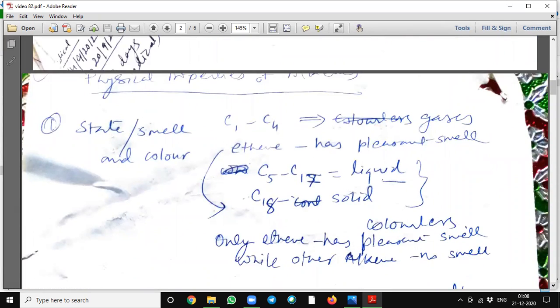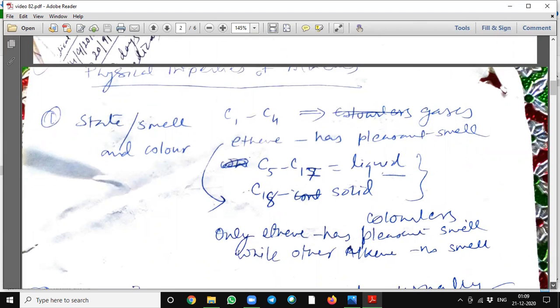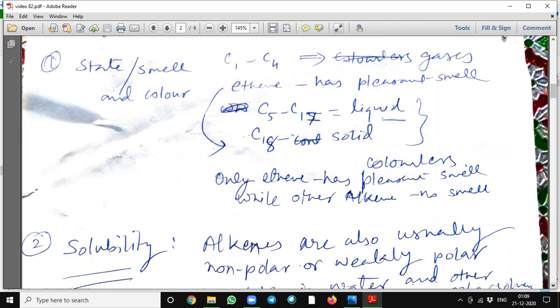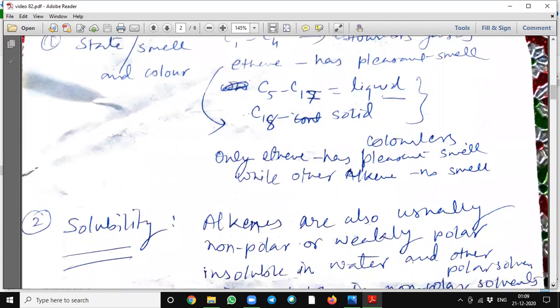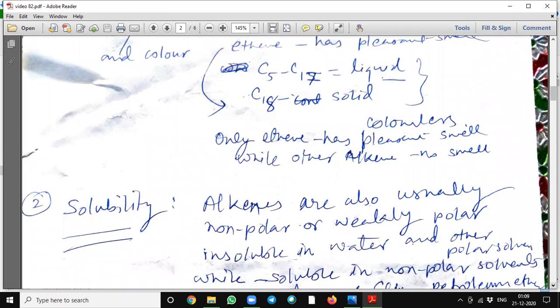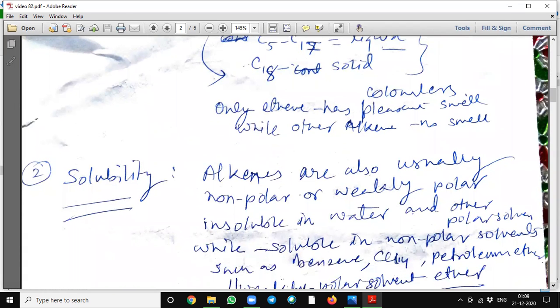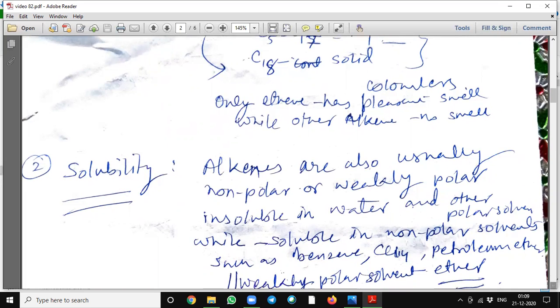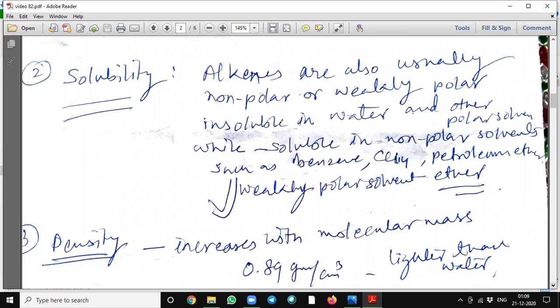Physical properties of alkenes. State, smell, and color. C1 to C4 are gaseous. C5 to C17 are liquid. C18 onwards are solid. Only ethene has a pleasant smell, while other alkenes have no smell.